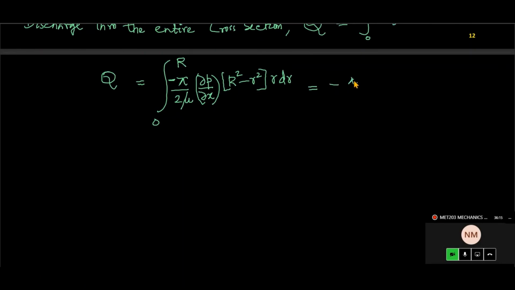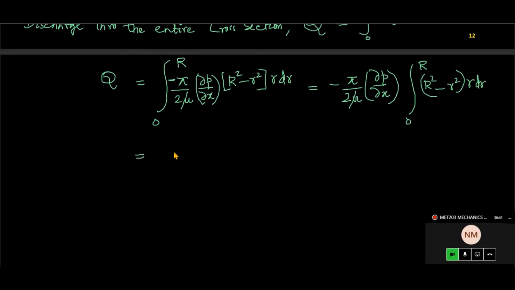So it will be minus pi by 2 mu into dou p by dou x. This much you can take outside, and then inside the integral from 0 to capital R, what remains is capital R squared minus small r square, and outside it is r dr. Please listen to me carefully. So this will give you minus pi by 2 mu into dou p by dou x, then into capital R square minus small r square into r dr.